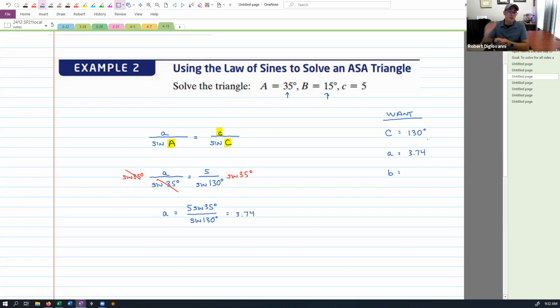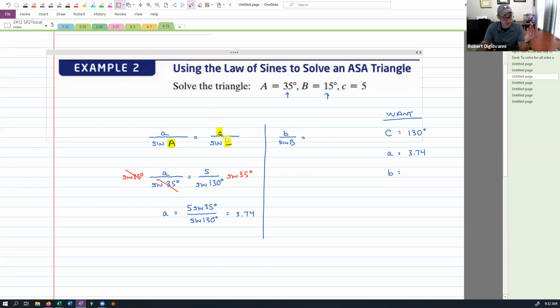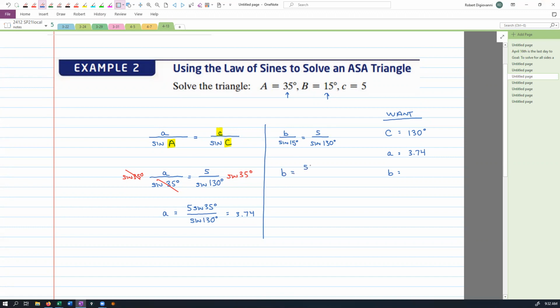All right. Now we try and find little b, and we just set up another law of sines and do the same thing. So little b over sine of capital B equals, and let's just use the same thing we had a second ago, the c and the sine of C again. So that'll be 5 over sine of 130. And B was 15 degrees. Clear the fractions.